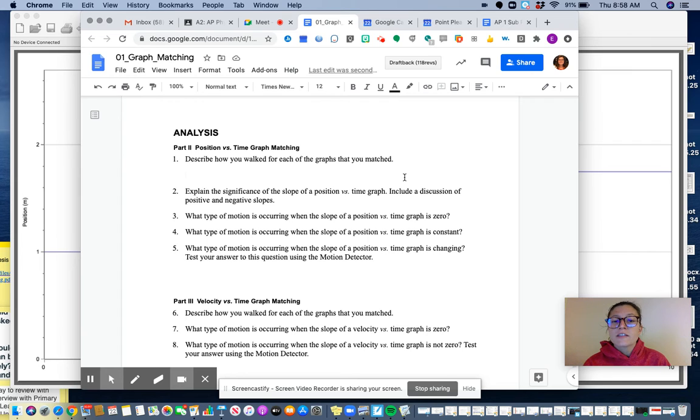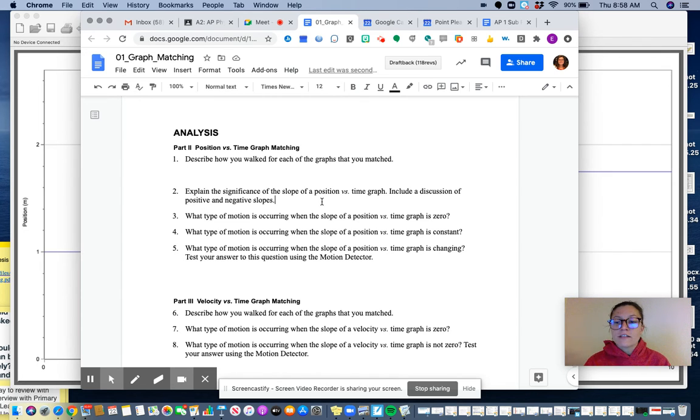Okay, 2, explain the significance of the slope of a graph first time, include a discussion of positive and negative slopes. So you might want to reference graph 1 and the other graphs in which you might not have images of, but that we tried out in lab. So we walked towards the motion detector, we walked away at a slow rate, we walked further away at a slower rate.